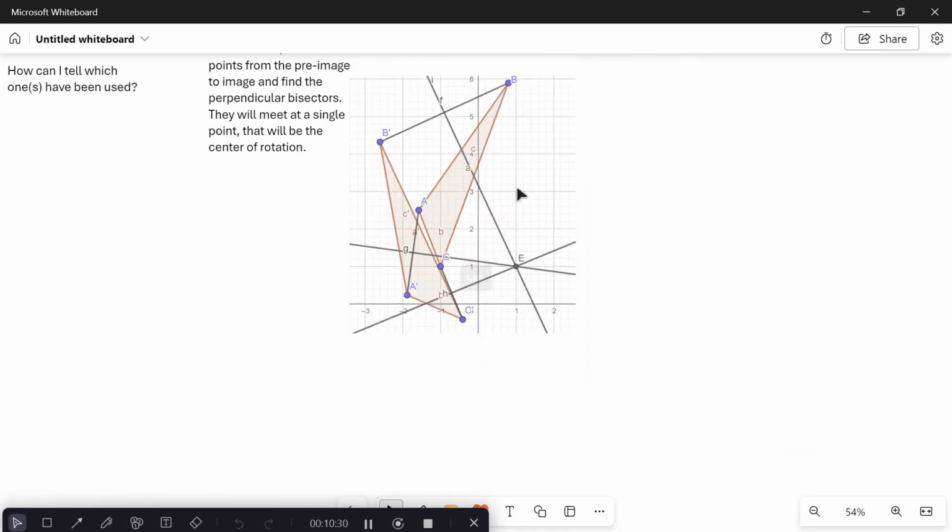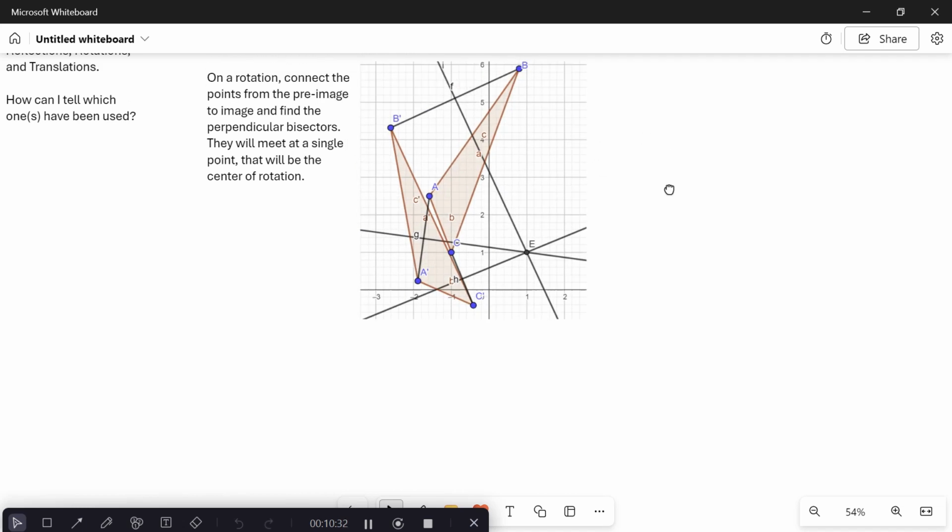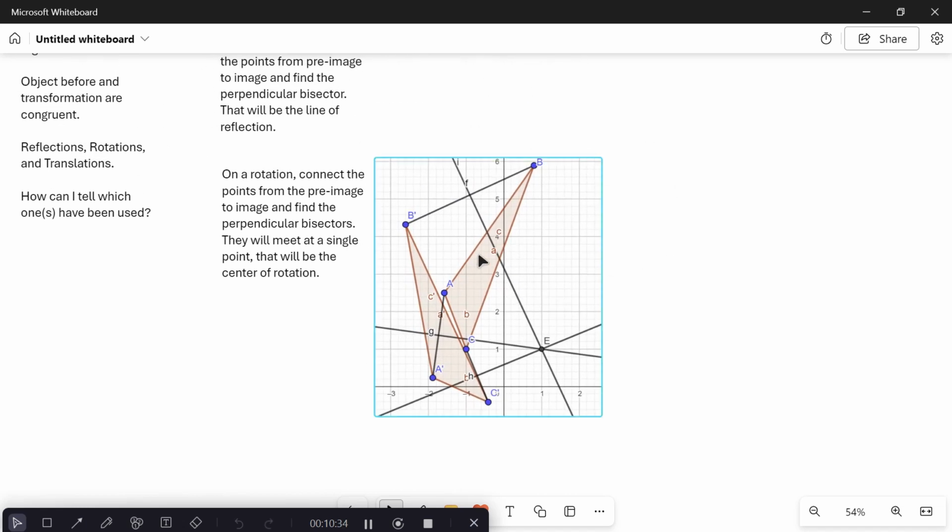this might help you to remember that if you didn't know how these two objects were connected, notice I'm connecting B to B prime, then I'm connecting A to A prime, then I'm connecting C to C prime, and then I find the perpendicular bisector of each of these. Now, why does that work?